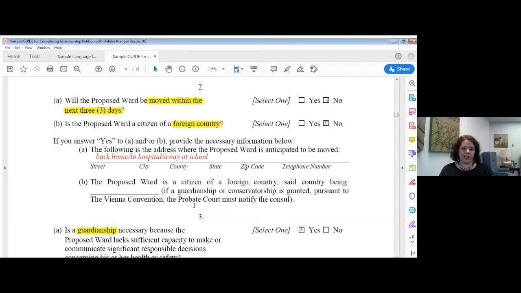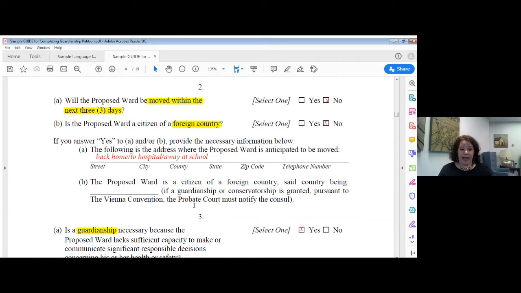So that's section A. Section B is the proposed ward a citizen of a foreign country? If your child is a citizen of a foreign country, even dual citizenship, anything like that, you need to indicate yes. And then you will go down, as you see a couple lines below, and indicate what country that is. The reason behind that is your child has rights in the United States, but if your child is a citizen of another country, they have rights there too. And so that country would need to be notified. They do that through consulates to just coordinate and keep everyone abreast of what's going on.